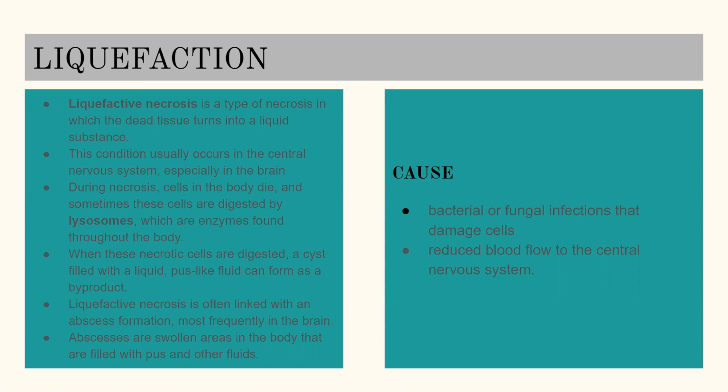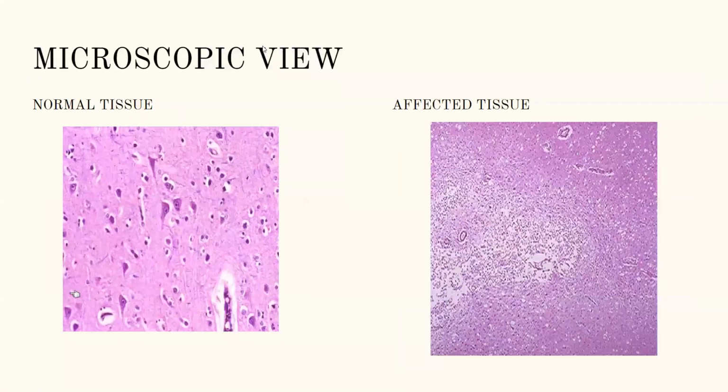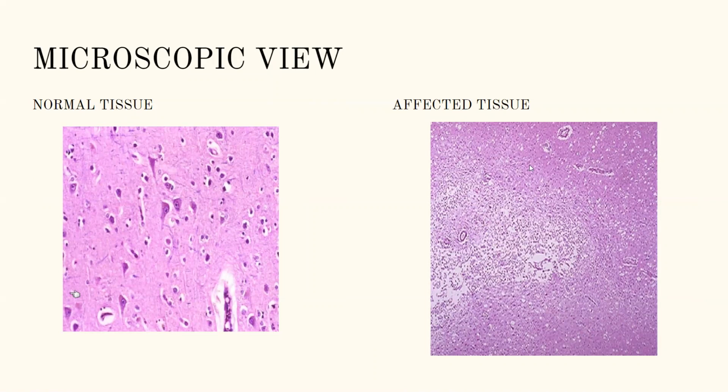It occurs due to degradation of tissue by the action of powerful hydrolytic enzymes, for example, lysosomes. So this is the gross appearance of a liquefactive necrosis affected brain. So as we can see here, there is formation of abscesses, which are cavities filled with fluid. So this is the microscopic view of liquefactive necrosis. The left side diagram indicates the normal tissue, whereas the right side diagram indicates the affected tissue.